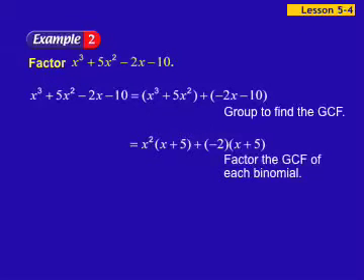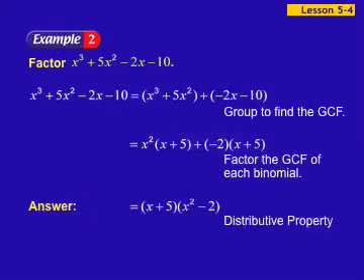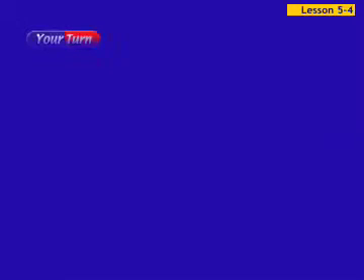In the first group, we can factor out an x squared, and in the second group, we can factor out a negative 2. That nicely leaves us with an x plus 5 in both terms. Now we can factor that greatest common factor out. And when we do that, we get a result of x plus 5 times x squared minus 2. Try this one.